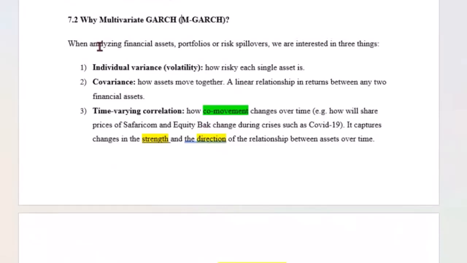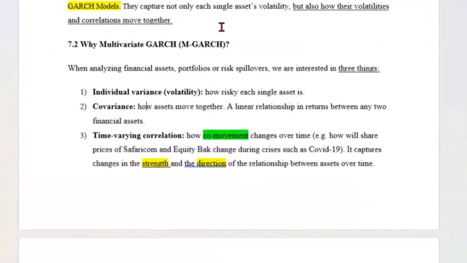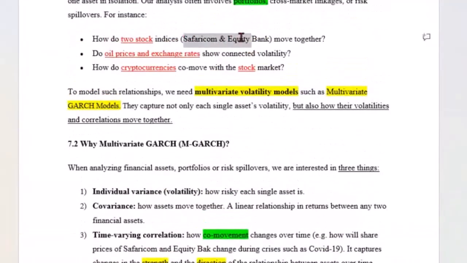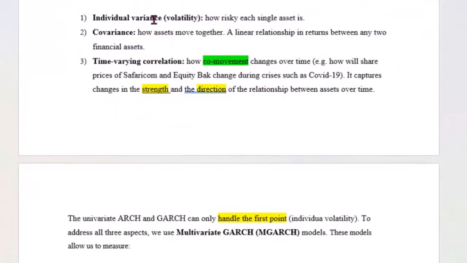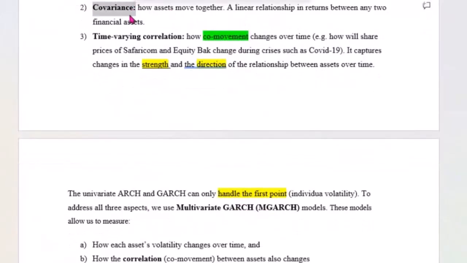When analyzing financial assets, portfolios, or risk spillovers, we are usually interested in three things. One, individual variance or individual volatility. For instance, if we have two assets, like we had here Safaricom and Equity Bank, we want to see how each of them behaves individually. That is number one. Number two, we are interested in their covariance. How do these assets move together?